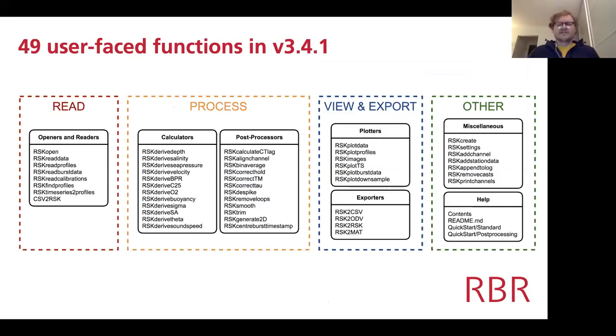There are easily 100 functions in RSKtools, and about half of them are considered user-facing. There is a private directory which has mostly functions for internal use, but most of the user-facing functions have that capital RSK prefix. In general, they break down into four categories. These are a little bit arbitrary, but we have functions that read files. We have functions that process, so this is the post-processing, smoothing and trimming data, deriving different variables. We have viewing and exporting, and then there are some other miscellaneous things.